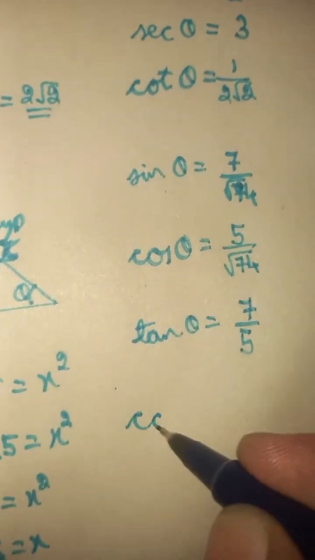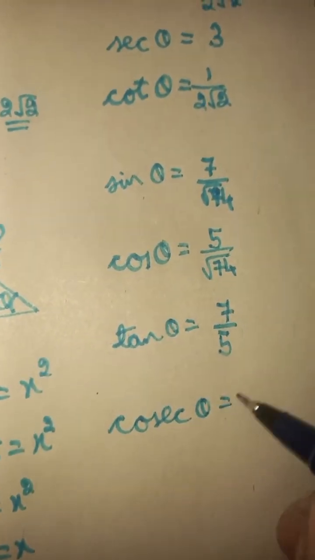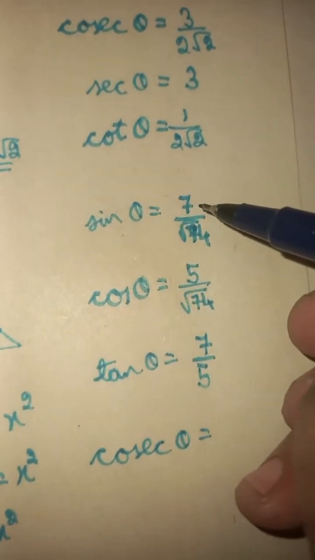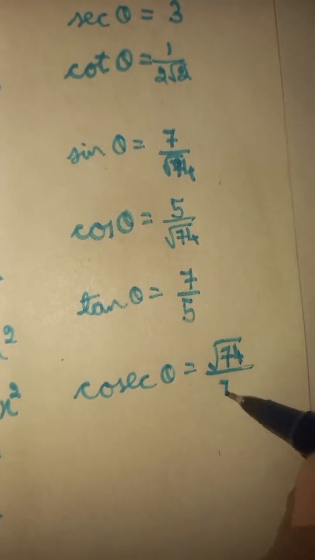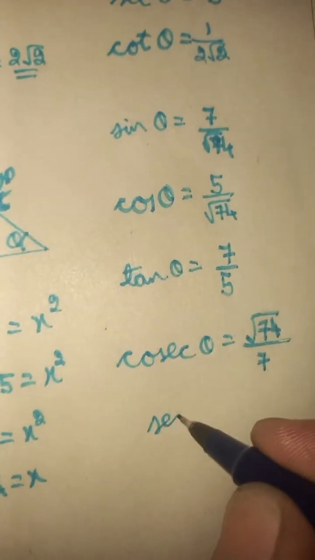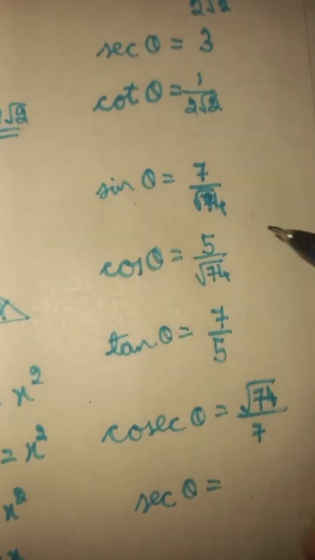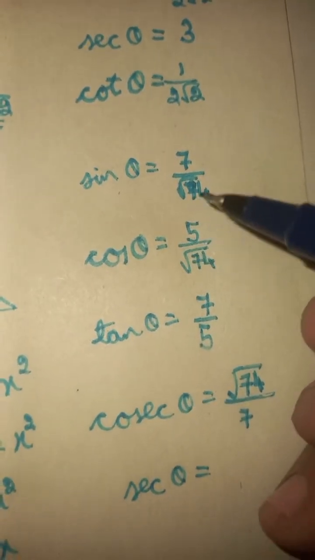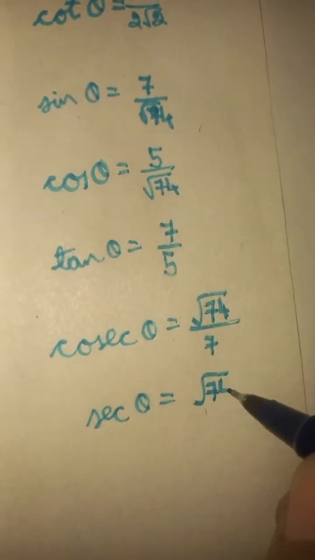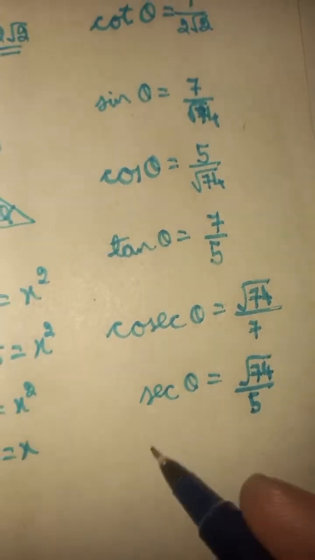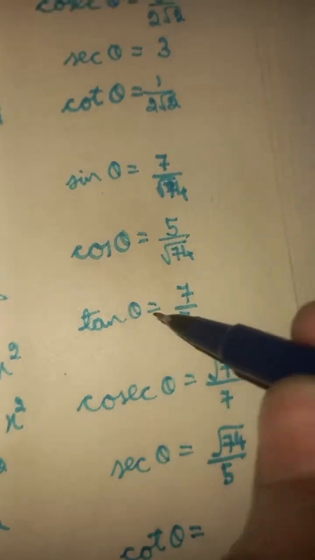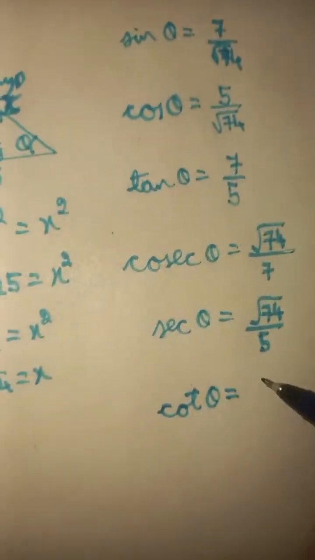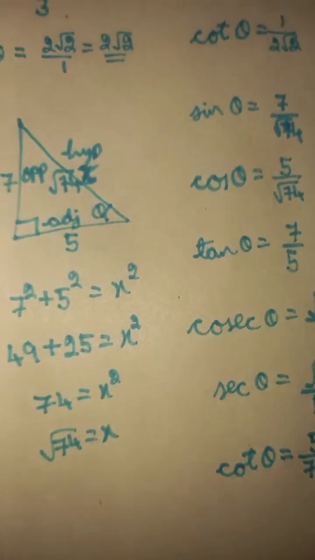And cosecant of theta is the inverse or reciprocal of sin theta, so 7 by root 74 becomes root 74 by 7. And secant of theta will be the reciprocal of cos theta, so it becomes root 74 by 5. And cot theta, which is the reciprocal of tan theta, means 7 by 5 becomes 5 by 7. These are all the different trigonometric ratios.